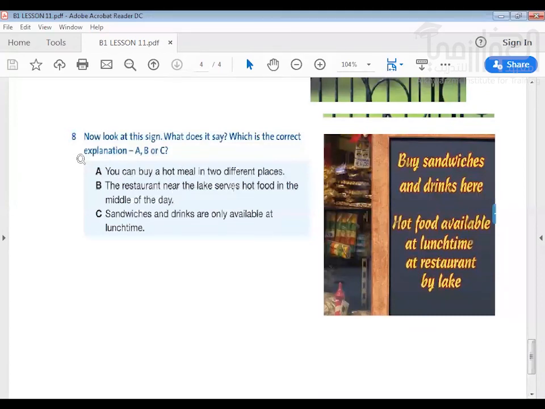Now, B says the restaurant near the lake sells hot food in the middle of the day. And this is exactly what is being said here. Hot food at lunchtime is the same as the middle of the day. So B is the correct answer. Now, C says sandwiches and drinks are only available at lunchtime. There's nothing here saying they have sandwiches only at lunchtime, and there's also nothing about sandwiches and drinks here. So the only correct answer is B.